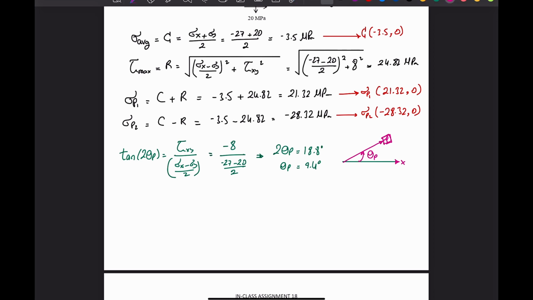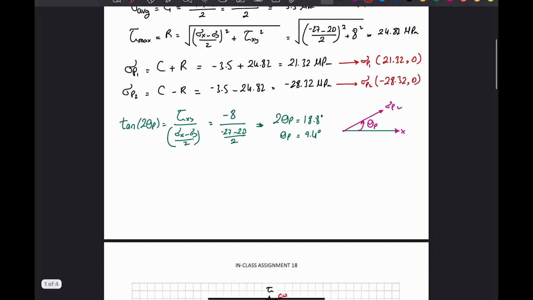The second thing is this theta p, the rotation from x to sigma p: is it stress p1 or stress p2? How do we figure this out? By looking at the denominator here. If it is negative, that means we are rotating to sigma p2. So now I know I'm going to rotate to sigma p2, which means that if you rotate the x by theta p, you're going to get sigma p2. And this is what's going to be verified in the Mohr circle.